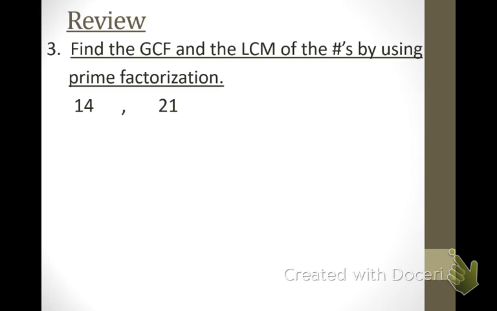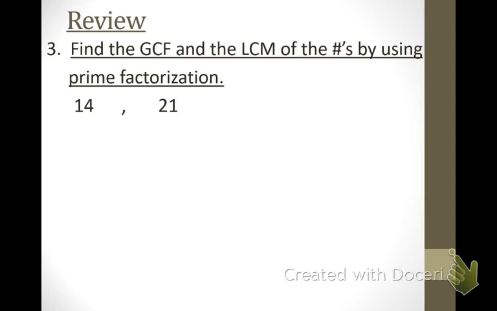Next up, I want you to flip your paper to the back. I want you to take about 5 minutes to try to find the GCF and the LCM of the numbers by using prime factorization. So this is a review. You guys should remember how to do it. Just remember, prime factorization is upside down division.